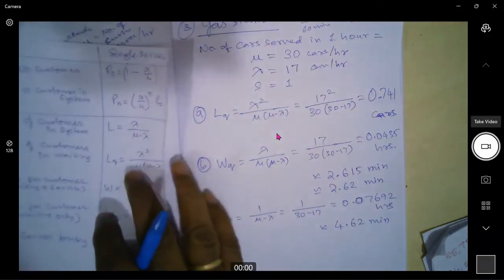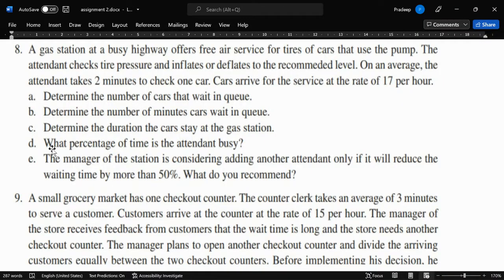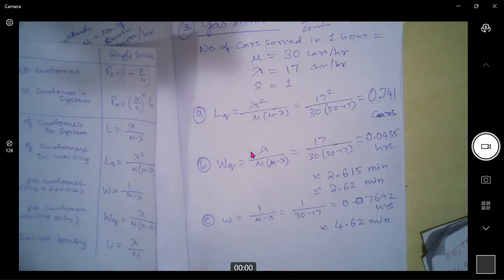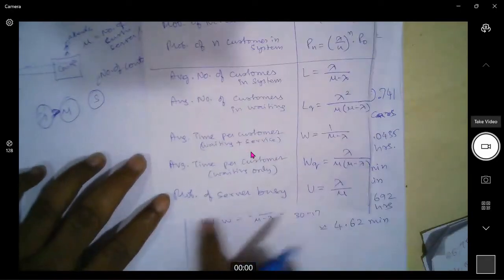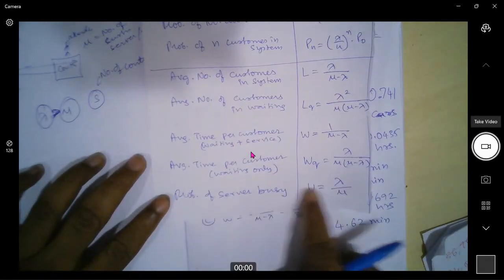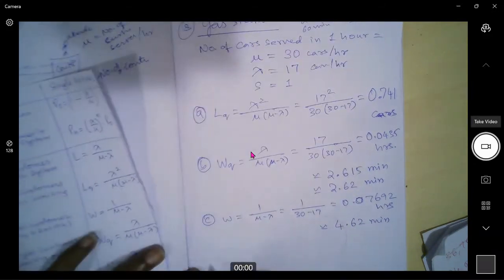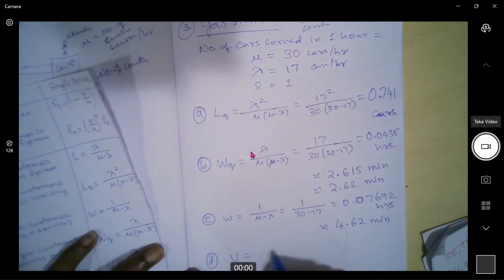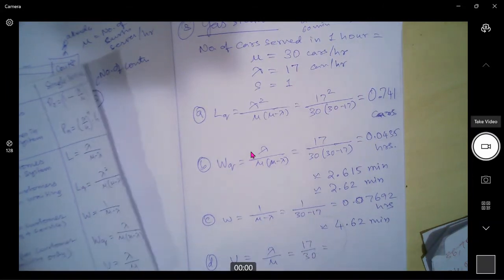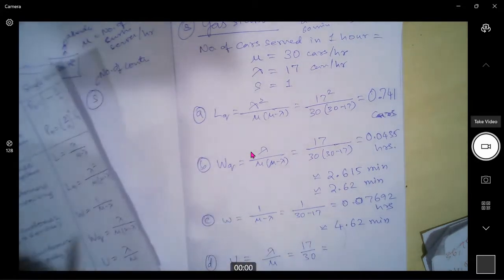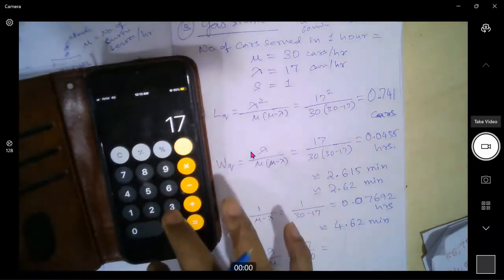Next, what is the next question? If I go back here, what percentage of time is the attendant busy? So here you can see the probability of the server being busy is lambda by mu. So simply, D part, U is equal to lambda by mu, that is 17 by 30, so 17 divided by 30.